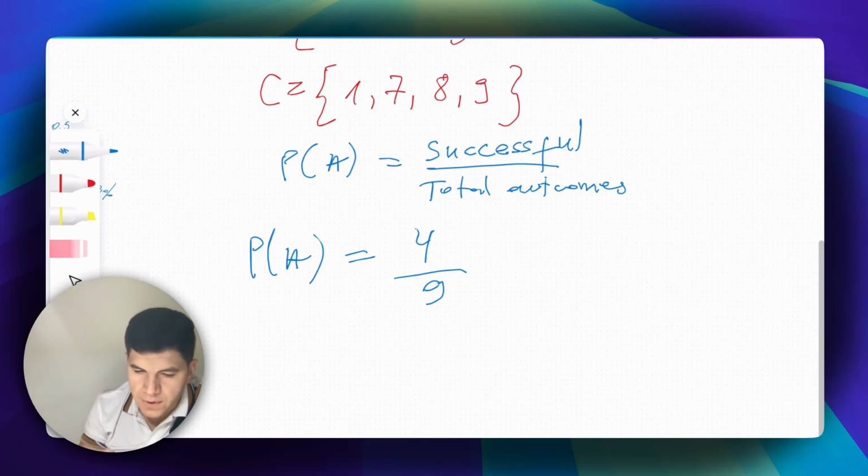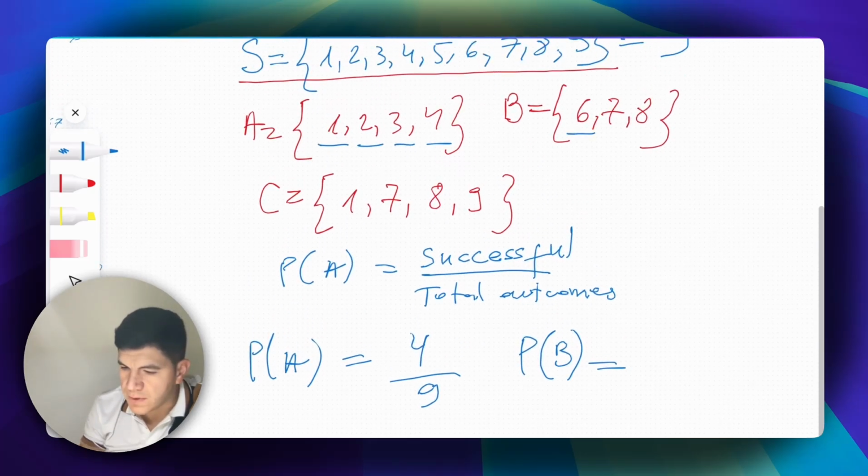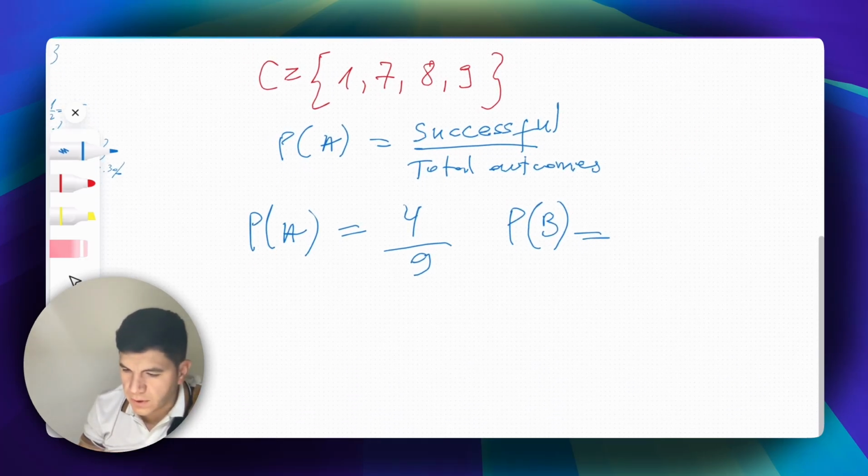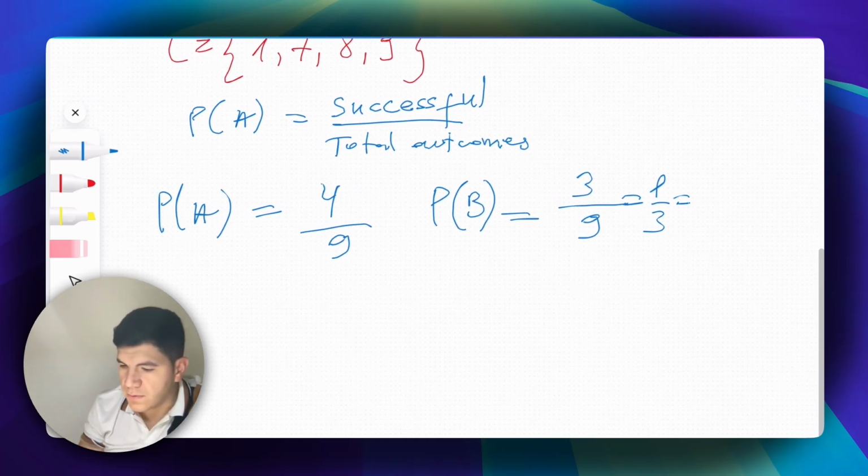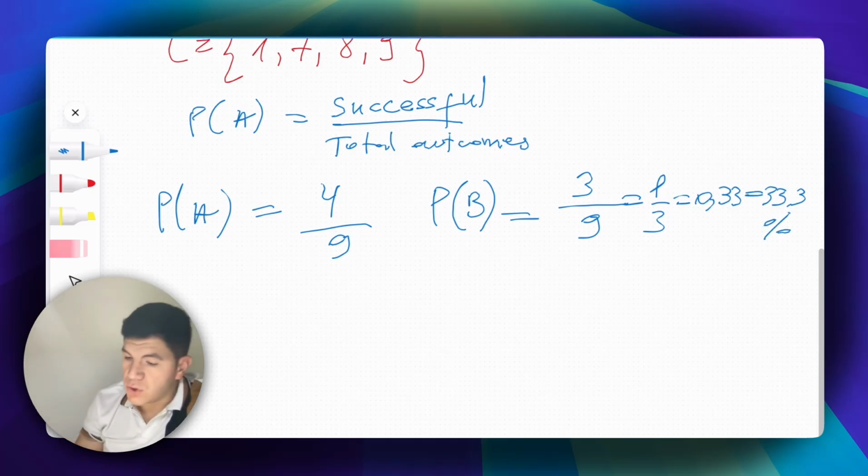So how is it going to be for event B? What's the probability of event B happening? When we look at event B, we have only 3 elements, 3 possibilities of the event happening. And the total, again, is going to be 9. So 3 divided by 9 is 1 divided by 3, which is around 0.33, or 33.3%. There's a 33.3% chance of event B occurring.